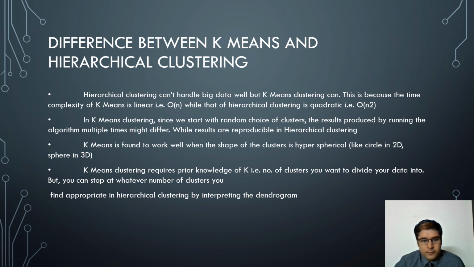K-means is found to work well when the shape of the cluster is hyperspherical, like a circle in 2D or a sphere in 3D. K-means clustering requires prior knowledge of K, that is, the number of clusters you want to divide your data into. But you can stop at whatever number of clusters you find appropriate in hierarchical clustering by interpreting the dendrogram.